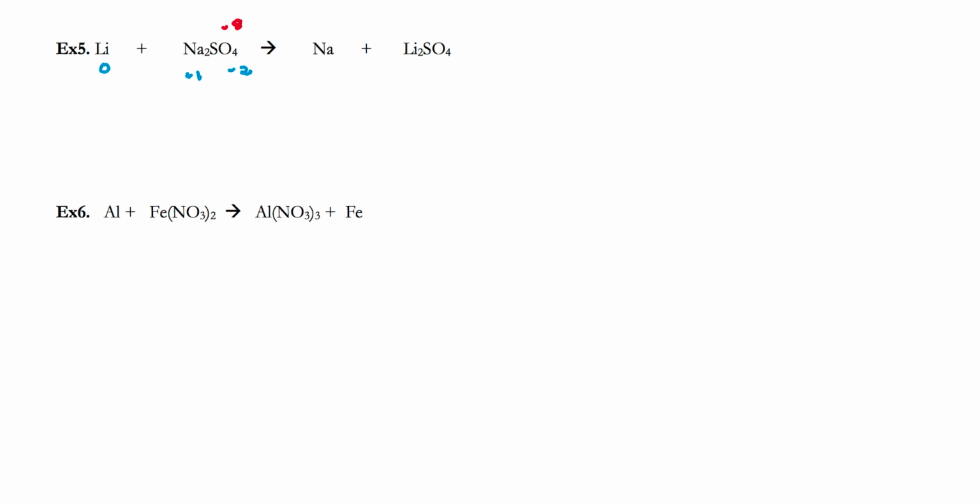But overall, because I've got 2 of them, it's going to be +2. Na2SO4 has no overall charge. So what does the oxidation number of sulfur have to be in order for all of these to add up to 0? +6. So sulfur here is going to be +6 oxidation number. Okay, I'm going to keep going.